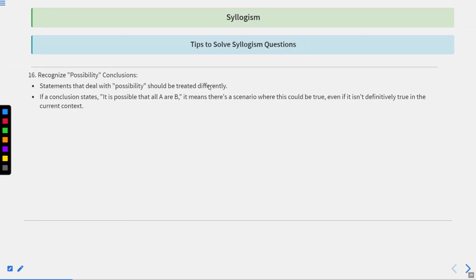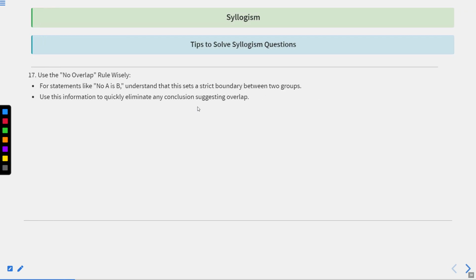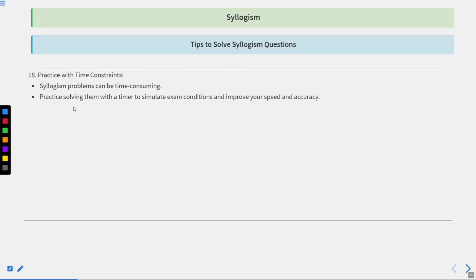Now, for a possibility conclusion, if the word possibility has been mentioned, it means that there is a scenario where it could be true, even if it is not definitely true in the current context. If there is a possibility, then obviously we have to take that into consideration. Use the no overlap rule wisely. If it has been mentioned as no A is B, there should be a strict boundary. There should be no overlap at all between A and B. Practice with time constraints.